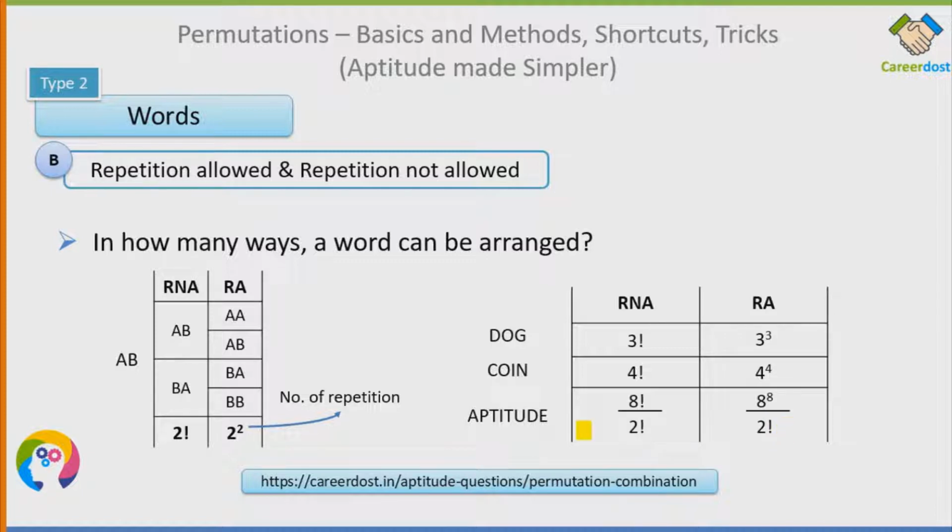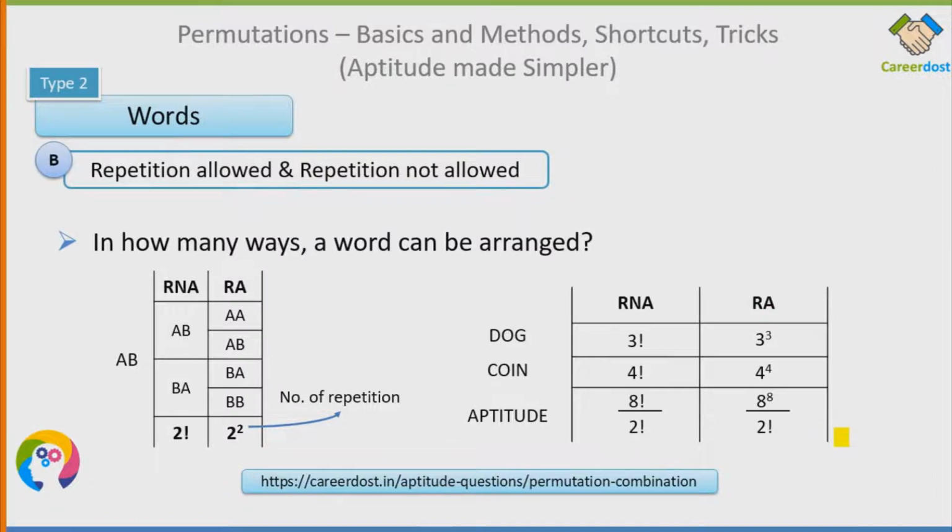For example, if we have to solve it for Philippines, the case will be same, Philippines has 11 characters. So 11 to the power 11 divided by 3 factorial into 3 factorial, because P and I are repeated thrice. Remember, only in case of repetition allowed will we use the power. I hope you understood this concept.